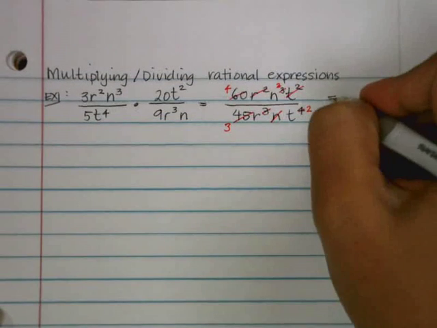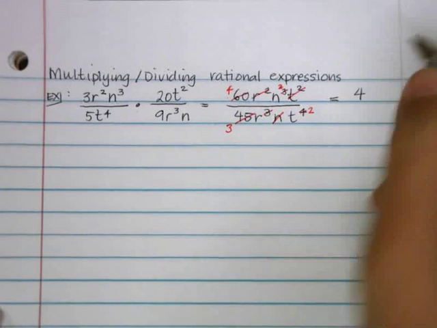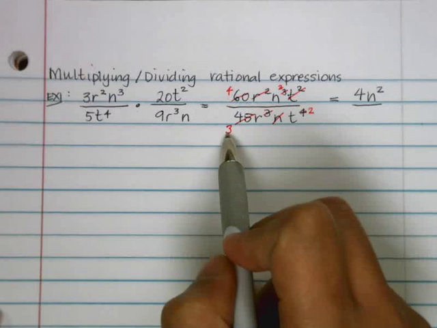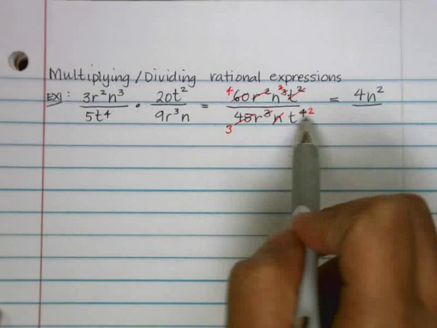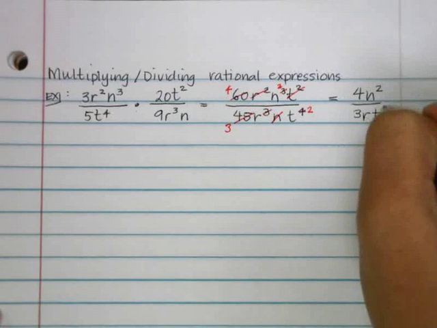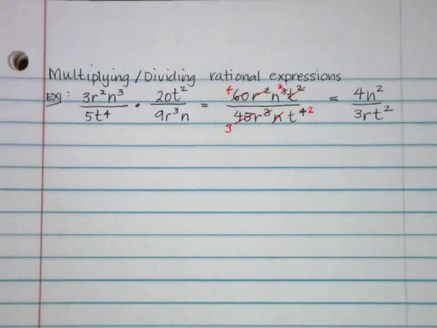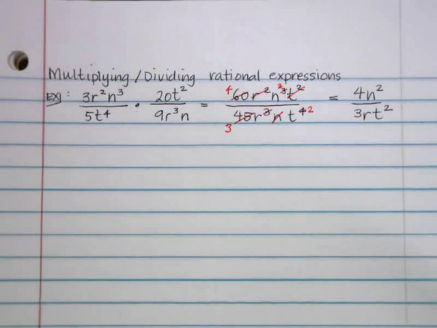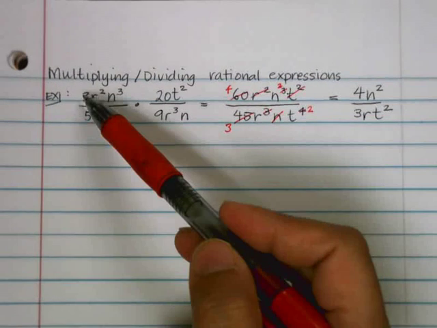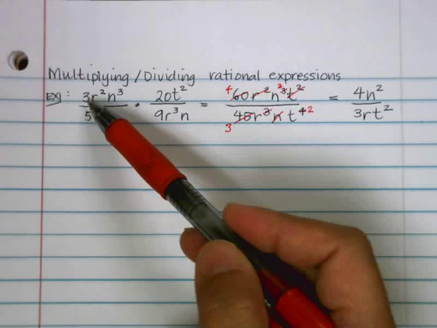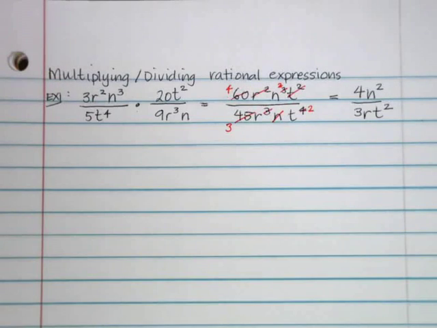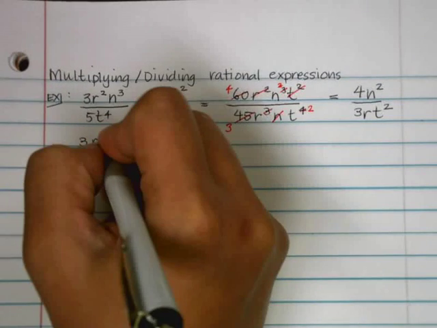So your final answer in simplest form would be 4 n squared divided by 3 r t squared. Right, so that's your answer when you multiply this rational expression by this. Now, if you want to do it the shorter way, you can do that too. You can always cancel out any common factors from the numerator or denominator, either this way or that way. So let's do that. Why don't we write this problem again so that you see it clearly.